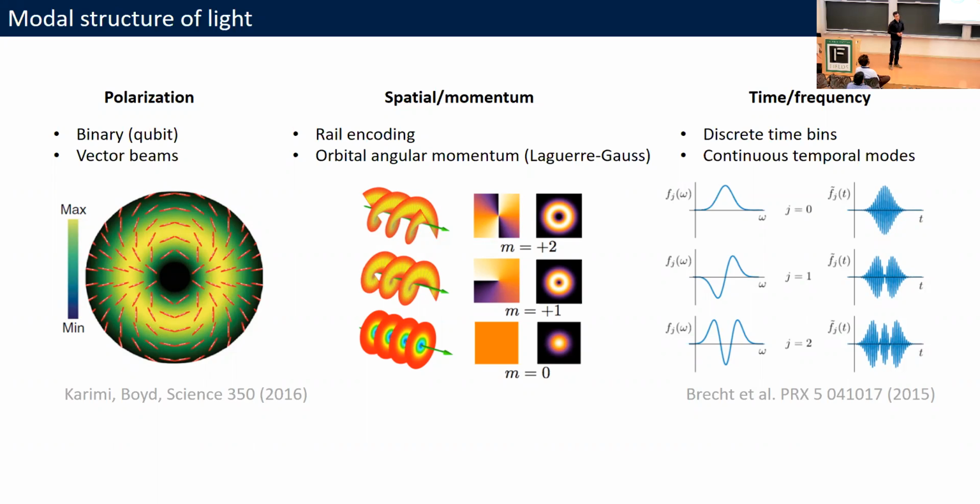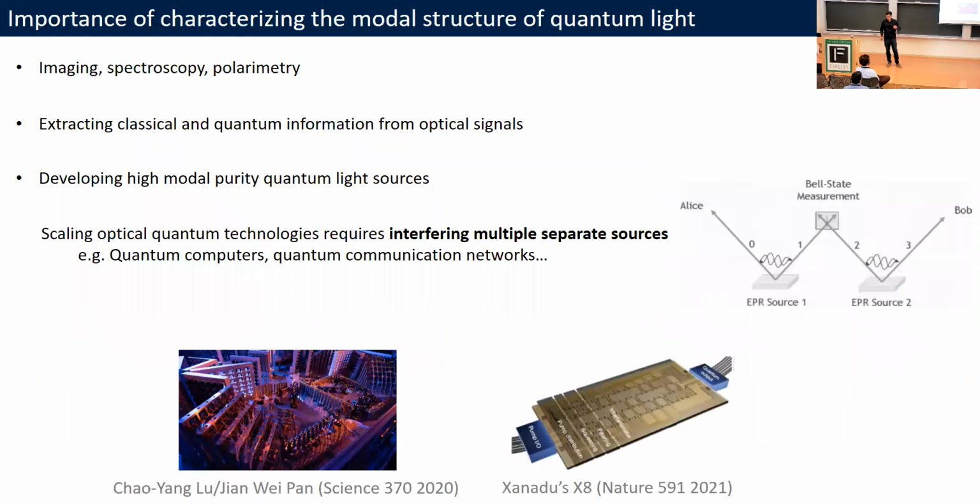So this is just an example of some of the bases that have been used. Because you have this big space, it's great for encoding information, but it also makes the characterization generally a hard problem. So in particular, when you have these correlations between the different degrees of freedom. So you can have these vector beams, just shown here on the left, where there's a correlation between the spatial mode and the polarization, which is denoted by these red vectors.